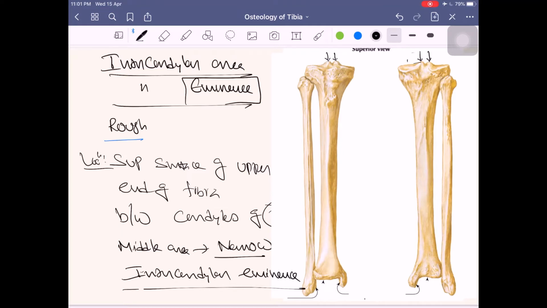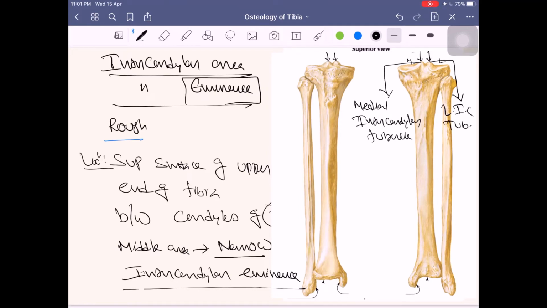So here you have, again, one is the medial eminence and the other one is your lateral eminence. You can call the medial side one your medial intercondylar tubercle, and in the same way this will be called your lateral intercondylar tubercle. So these are your two tubercles.